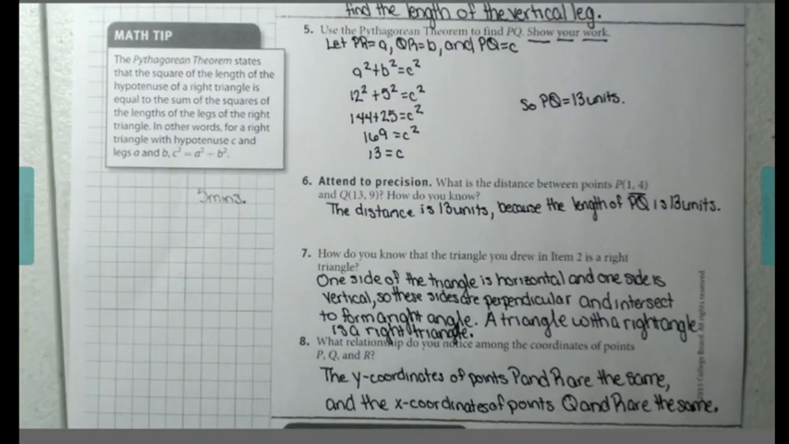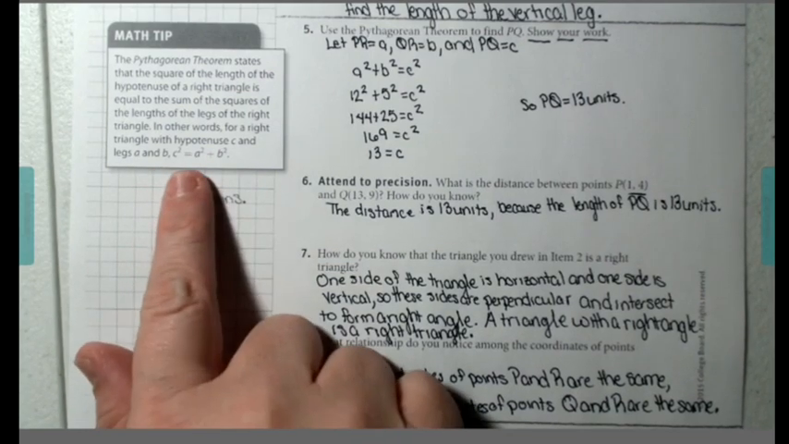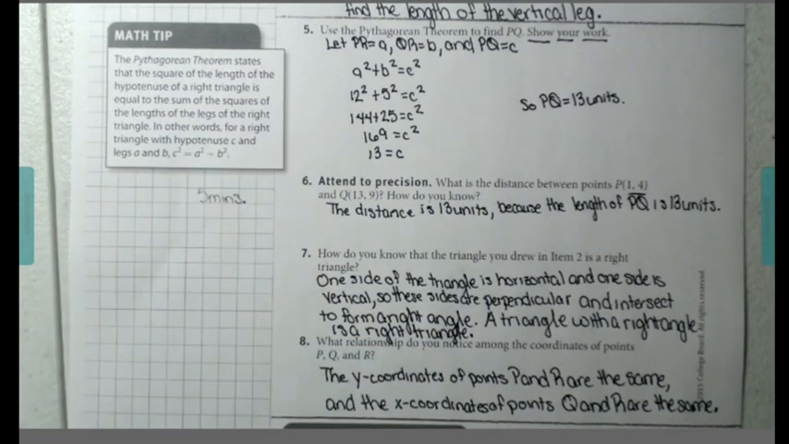As you can see, the answers to section 3, questions 5 through 8, have now been provided. In question 5, I worked through the Pythagorean theorem that was given to me in the math tip. A squared plus b squared equals c squared, where a was my horizontal leg, b was my vertical leg, and c was that slanted leg, or slanted hypotenuse. Okay, and so I plugged it in accordingly.